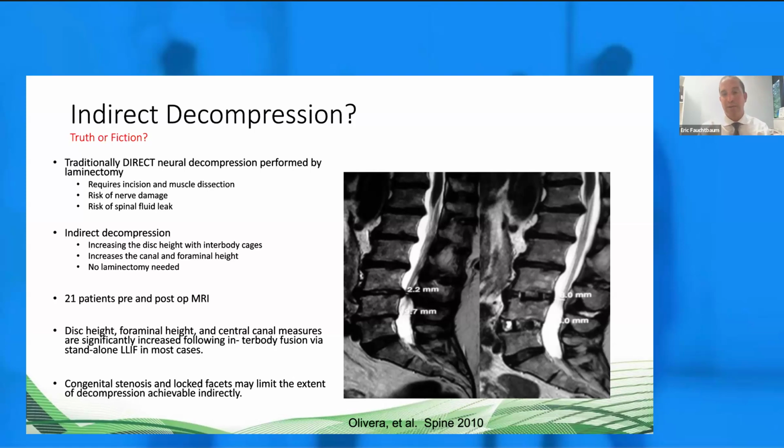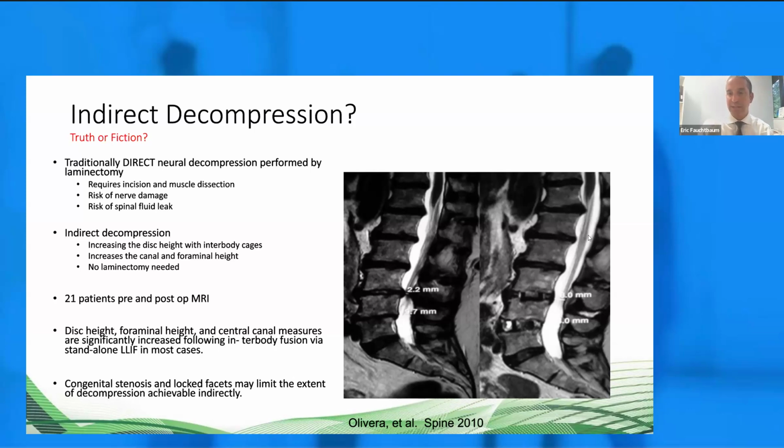Indirect decompression is how we take pressure off the nerves using these minimally invasive techniques. We're not actually looking directly at the nerves when we do these techniques. We're relying on those cages that we're talking about to increase the height between the vertebrae and make the canal height more normal. And by doing this, we're able to take the pressure off the nerve.